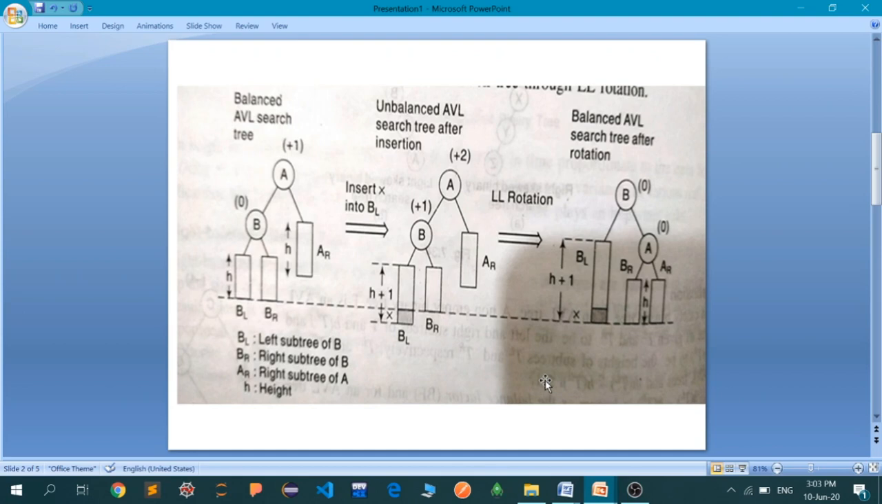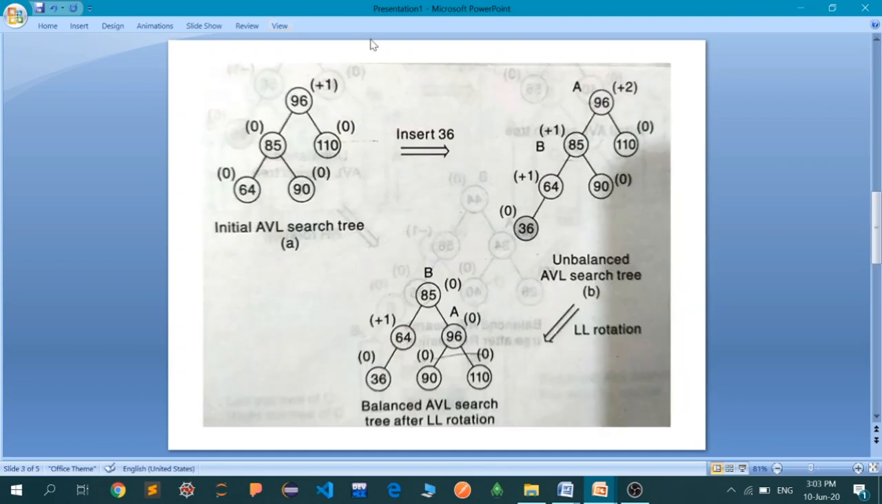Next we are going to see one example. Suppose this is your legal AVL tree. You can calculate the balance factor at each and every node, and you will find that they are within the permissible limit. Now when you insert 36 under 64, the height of B will become 1, 2, 3, and the height of this particular 110 is still 1. So 3 minus 1 is again plus 2.